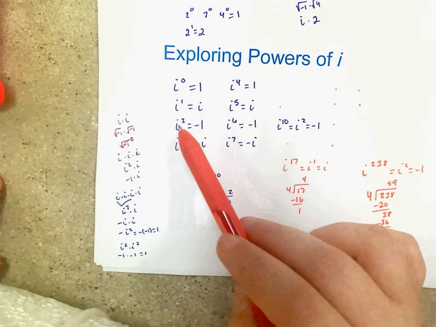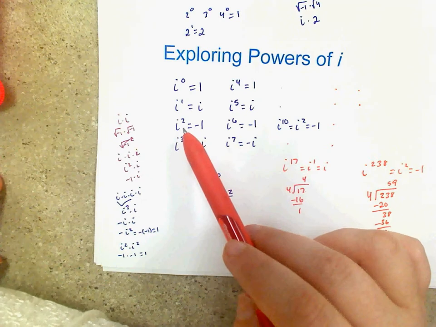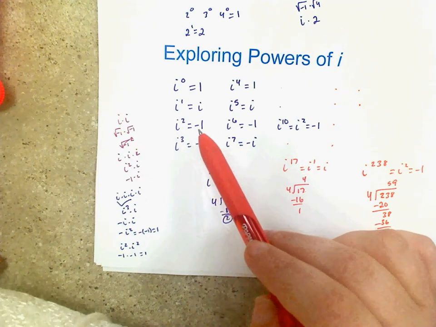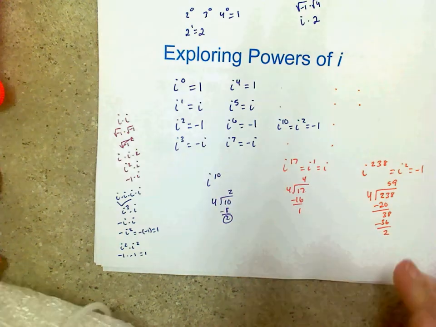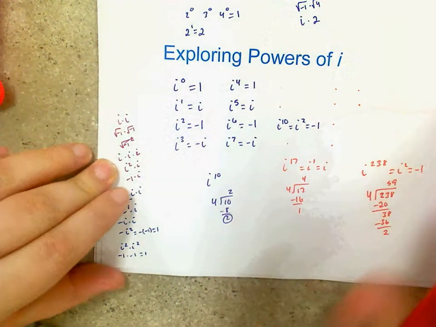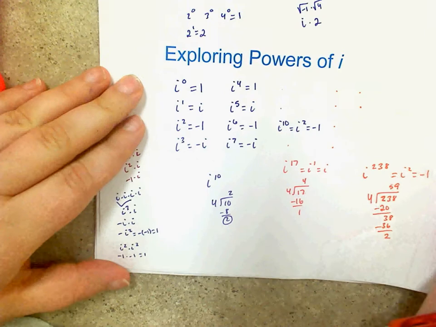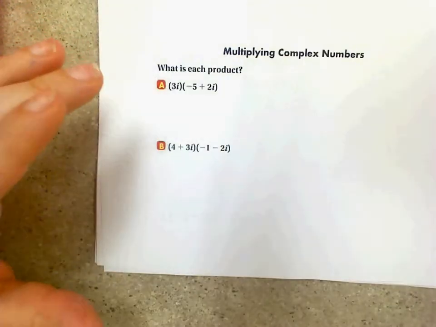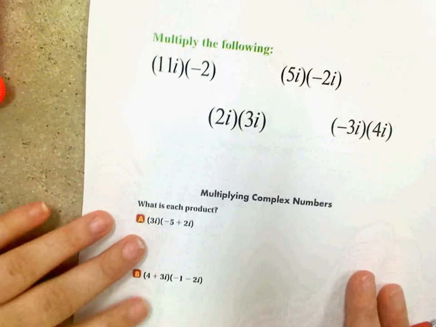i squared is just the square root of negative 1 squared, which is negative 1. And then i cubed is i squared times i, so negative 1 times i is negative i. That's something you'll have to memorize, but if you can develop it, then it's not so bad.